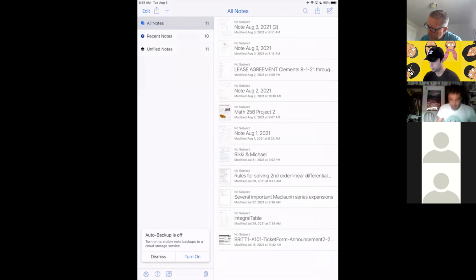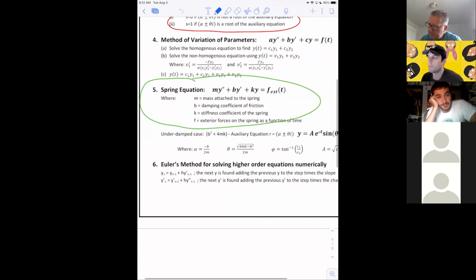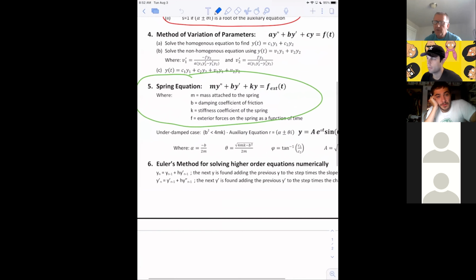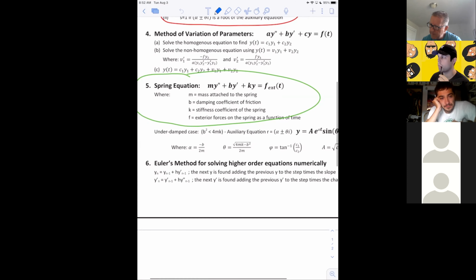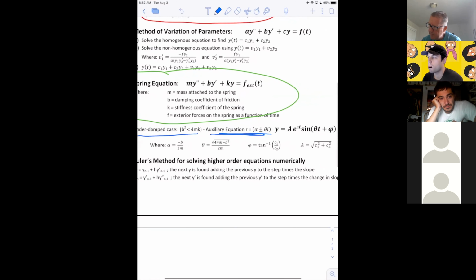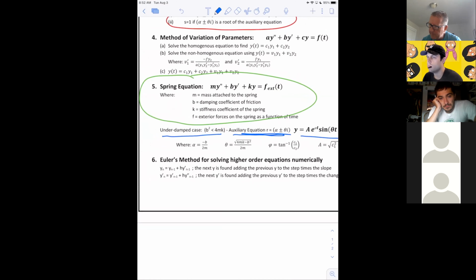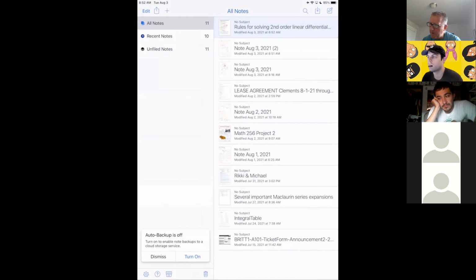Rules for solving second order. I think it's this one. So this is the note sheet you have for the next test. Notice a lot of the stuff I just told you is there for you. You don't have to memorize this stuff. M's the mass, B is the damping, K is the stiffness, F's the exterior forces. Down here it says underdamped. The auxiliary equation, this is how you find that. Let's see, here's something I haven't shown you yet. There's a few other things down there we haven't talked about, but it's reminding you of the basic things we're talking about.